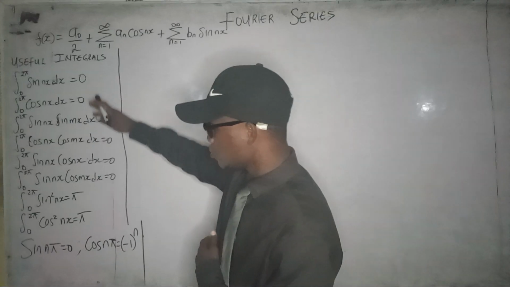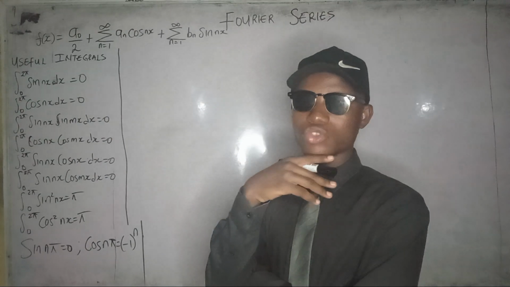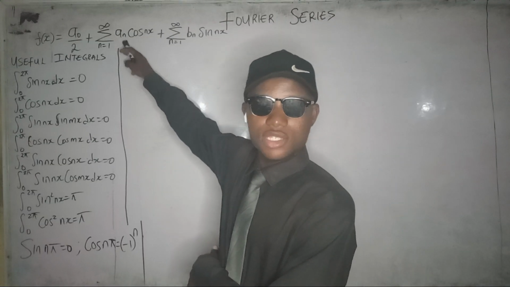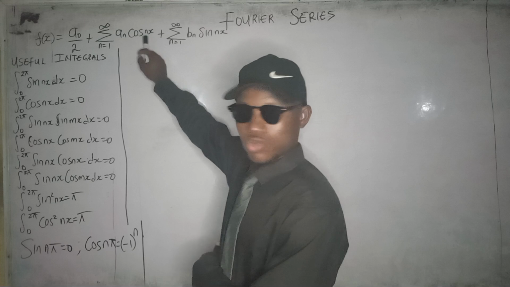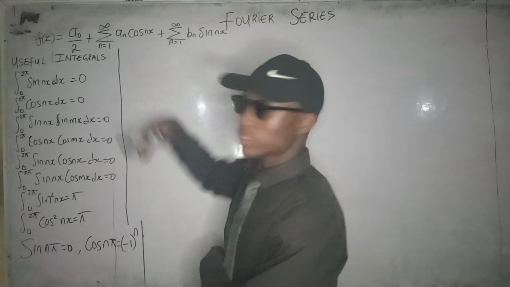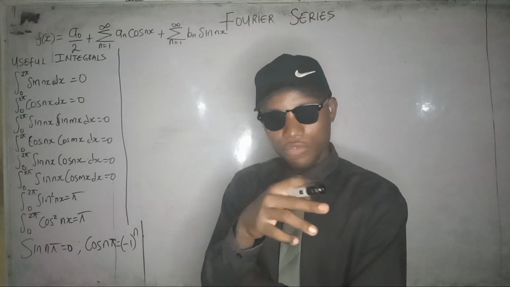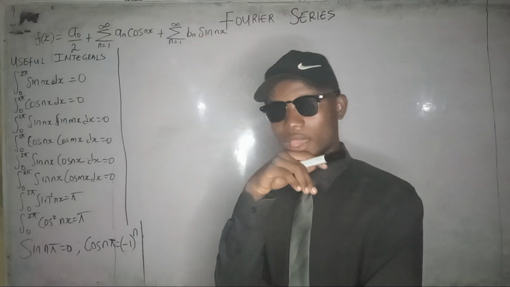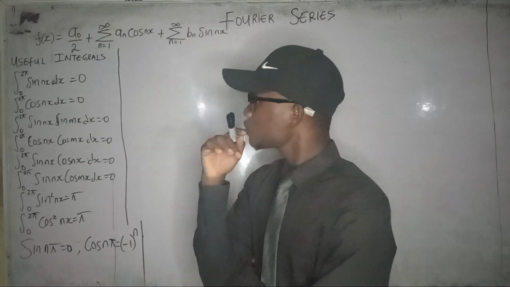When we look at all our useful integrals here, the way to do it is to make sure that whatever is at the back of the coefficient of a_n here is squared. That is the cos nx. So if we have cos squared nx, we can get pi, while the others will become 0. And don't forget, the integral sign is what is going to make it equal to pi.